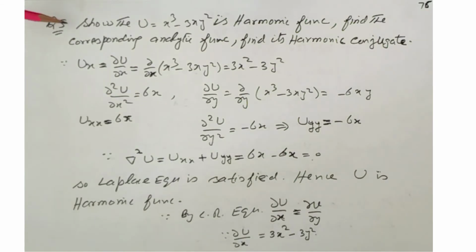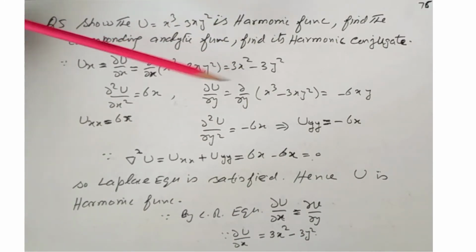Now question 5. Show that u equal to x cube minus 3xy square is a harmonic function. Find the corresponding analytic function and find its harmonic conjugate. Again we use the partial derivative. We partially differentiate u with respect to x. So we write it as u x, this is partial u over partial x. By taking the partial derivative of this with respect to x, the derivative of x cube is 3x square, and the derivative of this term with respect to x becomes minus 3y square.